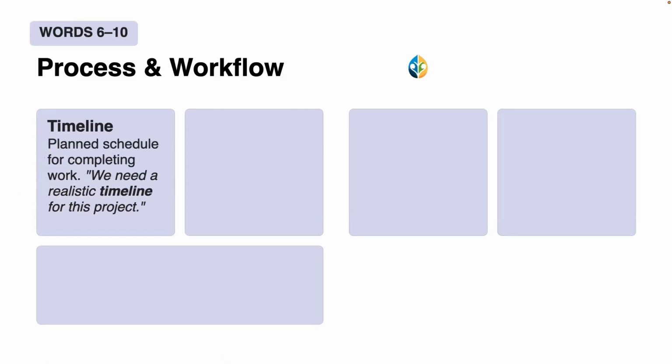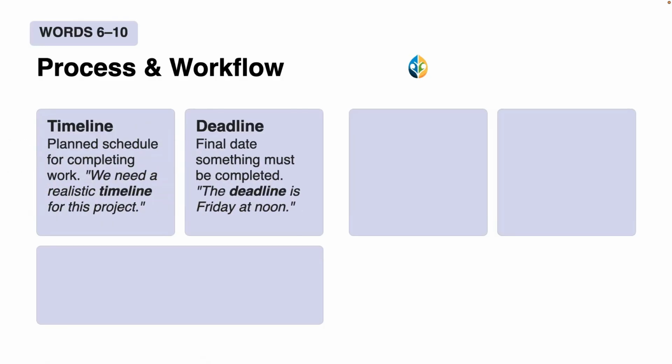Our next group of words, process and workflow. Timeline shows when work should happen. We need a realistic timeline for this project. Deadline. The final date something must be completed. The deadline is Friday at noon.